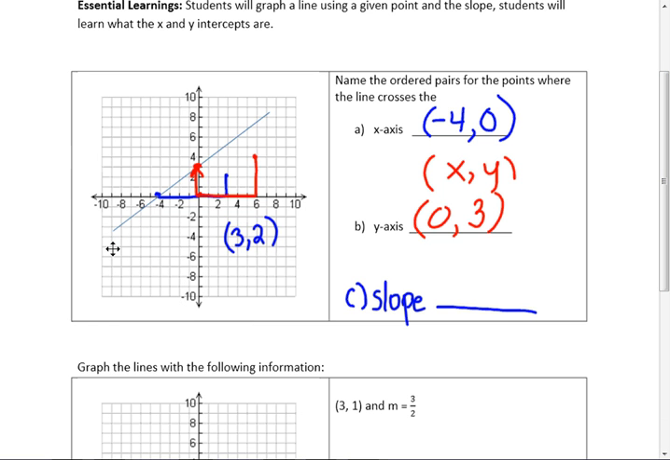When a line crosses an axis, it's called an intercept. You guys like football, a pass interception. Okay, so the line's intercepted there and intercepted there. It's like an intersection. But now, does anybody figure out what the slope is?